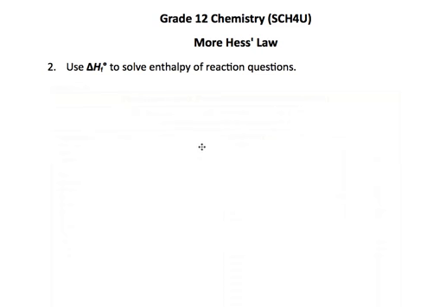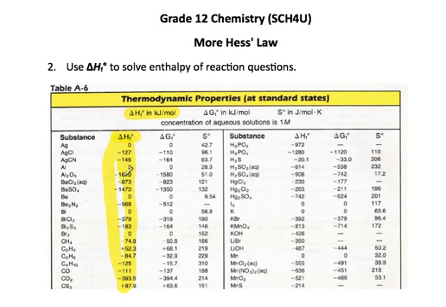So we need these tables, thermodynamic properties. In particular, we're after delta HF, kilojoules per mole. And so there's the column for delta HF, kilojoules per mole. And there's another one over here. And so you get a long list of compounds.